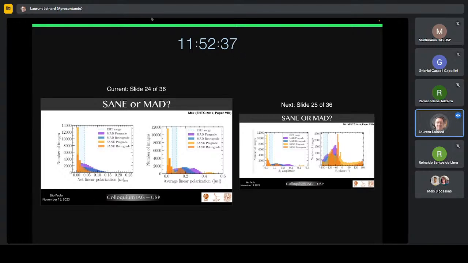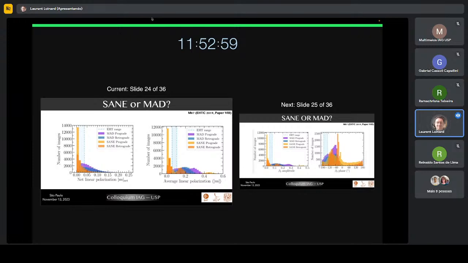MAD stands for magnetically arrested disks. These are models where the magnetic field is important and the magnetic field intensity is fairly high. The other category are the SANE models. SANE stands for standard and normal evolution, and those are models with much lower magnetic field.